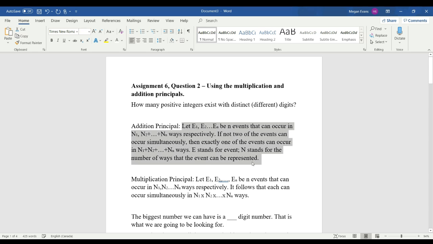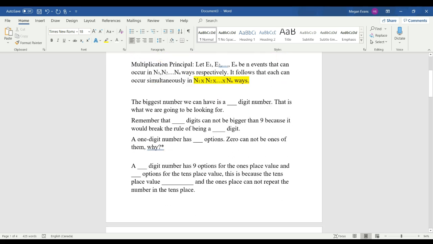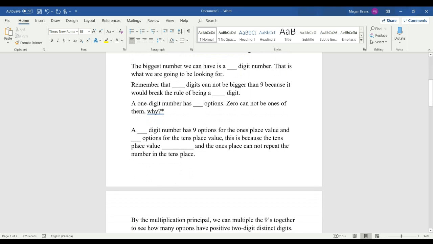And let's just remember that E stands for event and N stands for the number of ways that the event can be represented. Likewise, the multiplication principle basically stands for the same thing. We are just making sure that in the end we are multiplying. Okay, after that quick little description, let's just jump right into it.